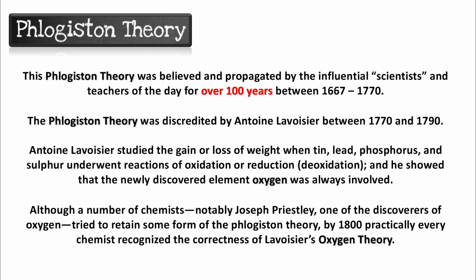The phlogiston theory was discredited by Antoine Lavoisier between 1770 and 1790. Antoine Lavoisier studied the gain or loss of weight when tin, lead, phosphorus, and sulfur underwent reactions of oxidation or reduction, deoxidation, and he showed that the newly discovered element oxygen was always involved. Although a number of scientists, notably Joseph Priestley, one of the discoverers of oxygen, tried to retain some form of the phlogiston theory, by 1800, practically every chemist recognized the correctness of Lavoisier's oxygen theory.